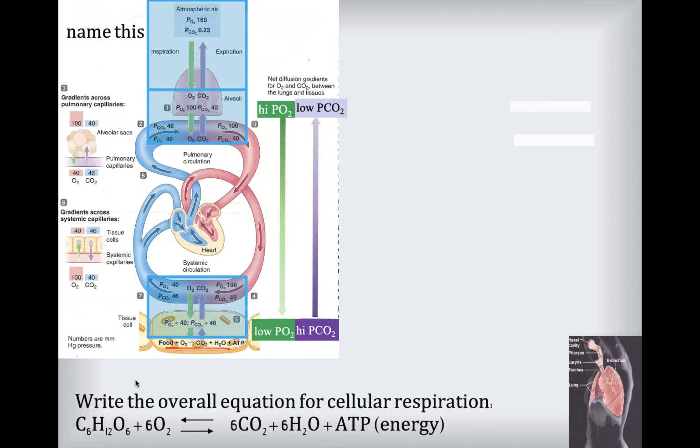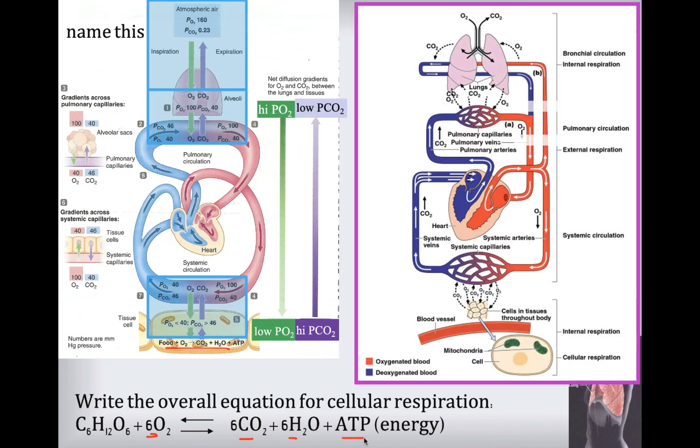C6H12O6 is glucose or fructose or galactose. We break that down in the presence of O2, the final electron acceptor. Byproducts of that breakdown are CO2 and water. Then we also get energy from the foodstuff, the carbohydrate, and put it into ATP.